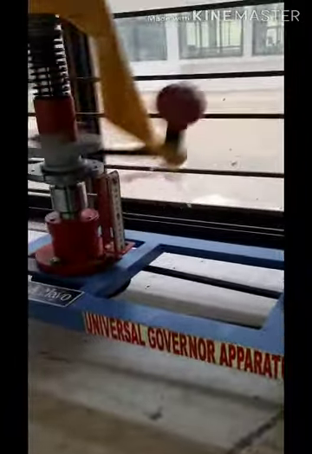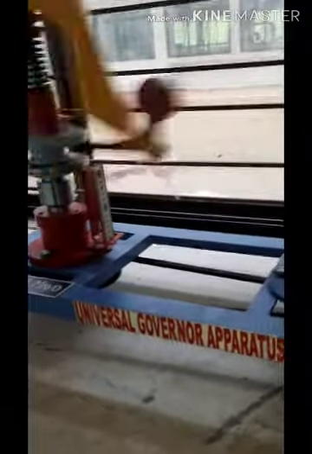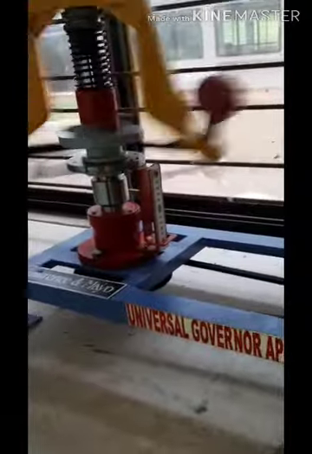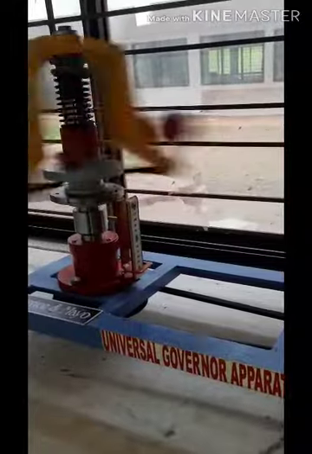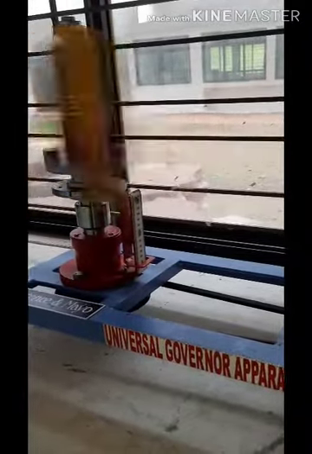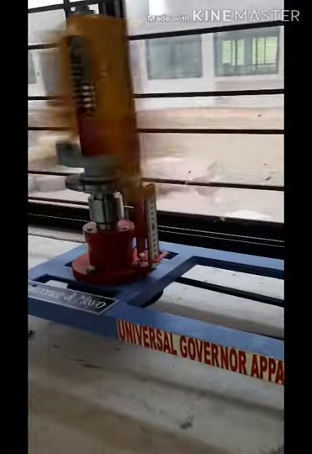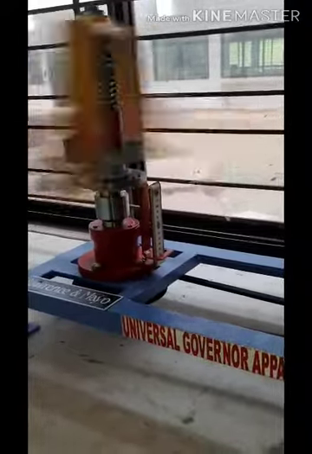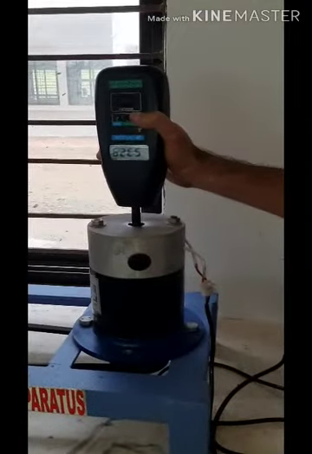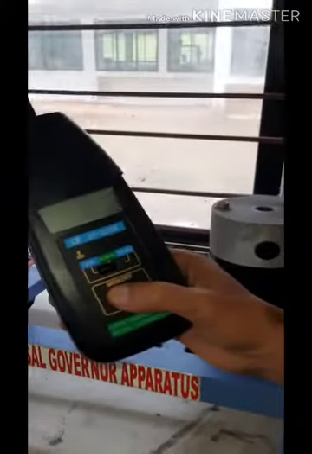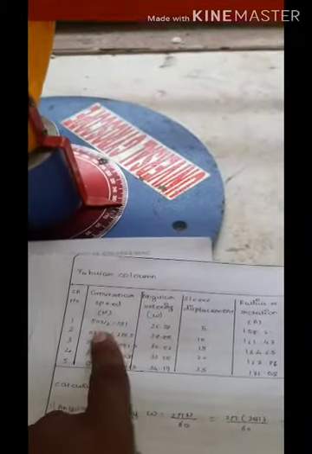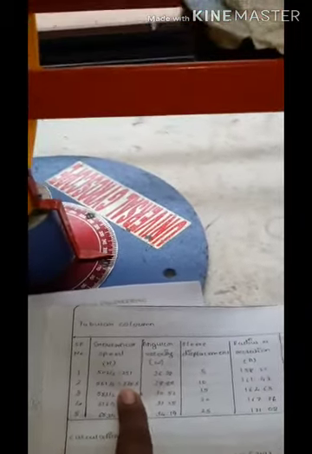Similarly, for the second, next 5, that is for 10 mm, you have to measure the speed. For 10 mm rise, the speed is 543 by 2. So for 10 mm rise, it is 543 by 2. This is the governor speed.